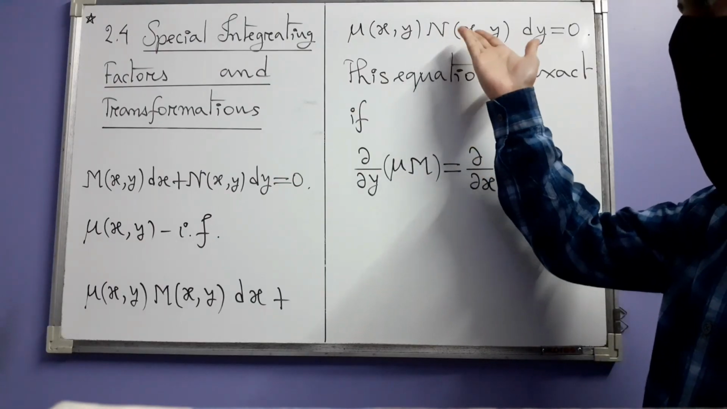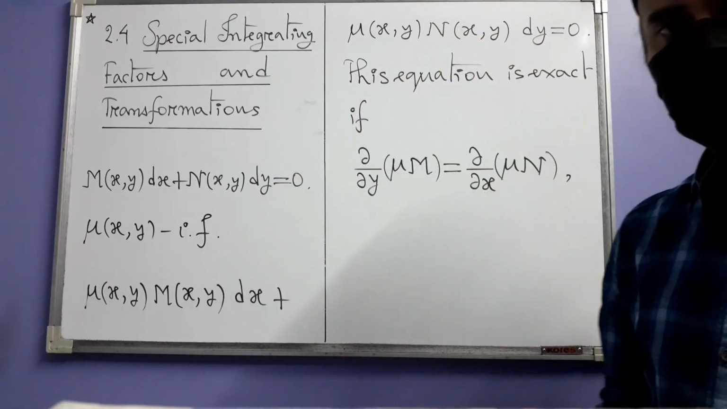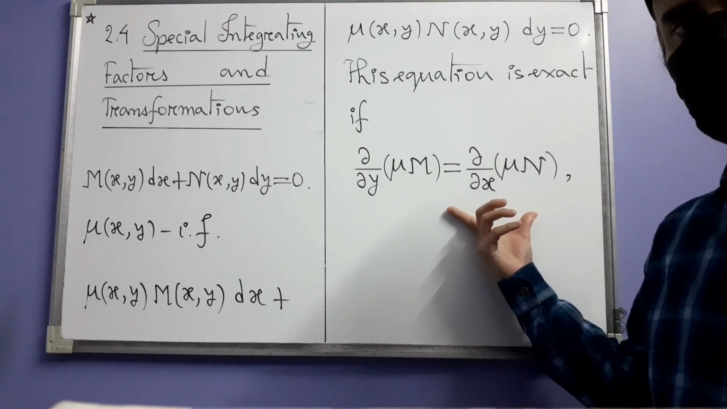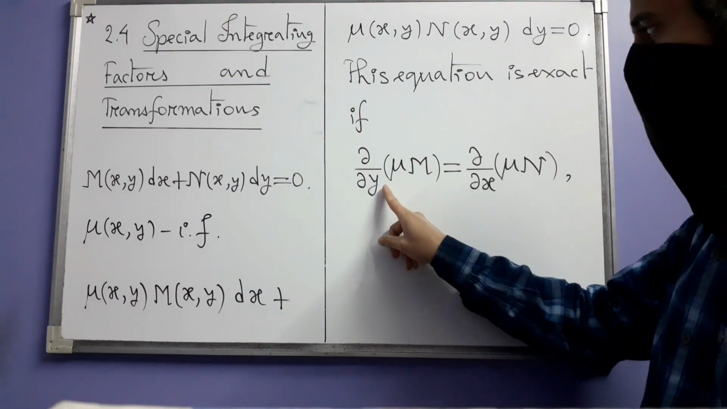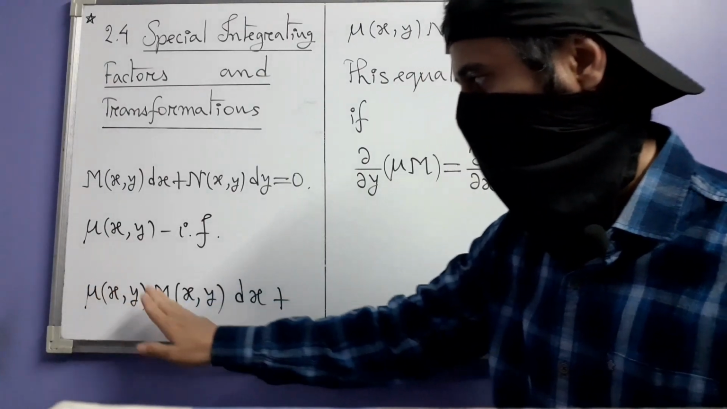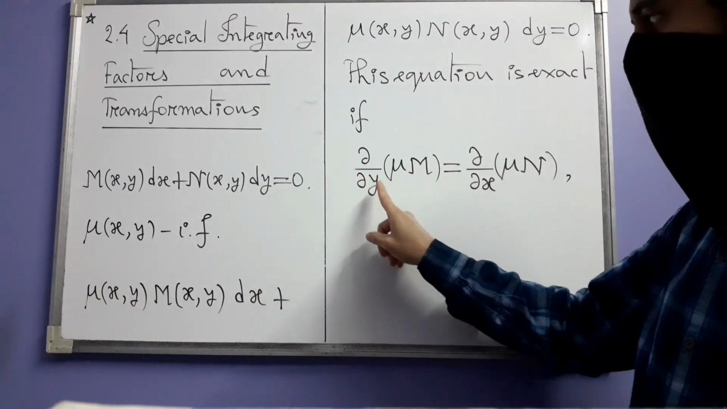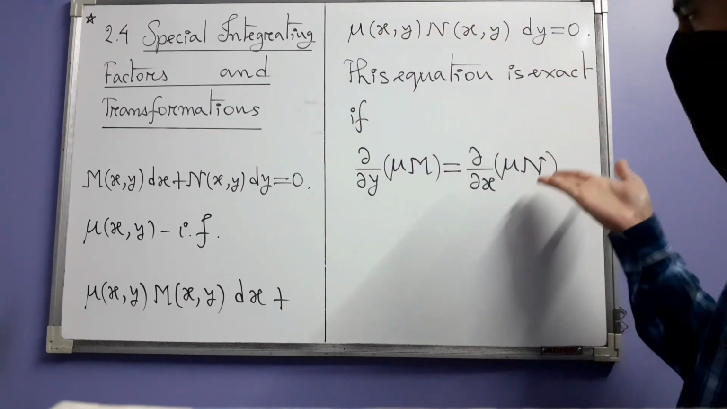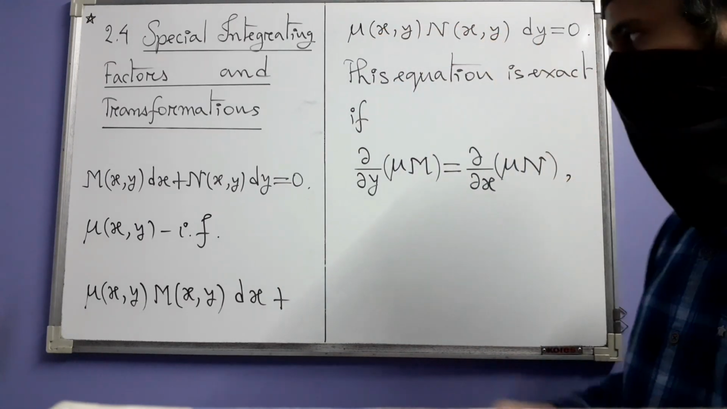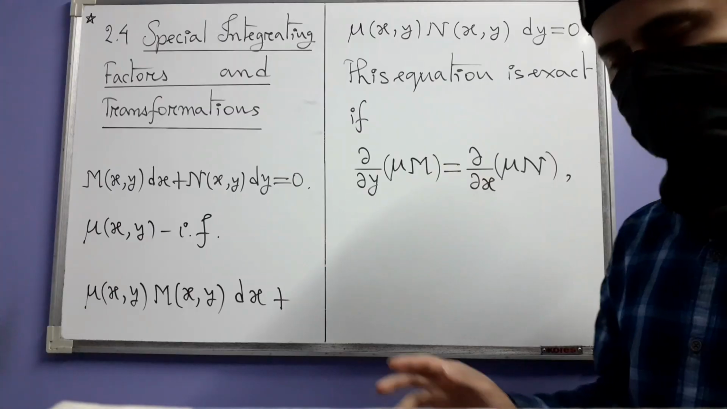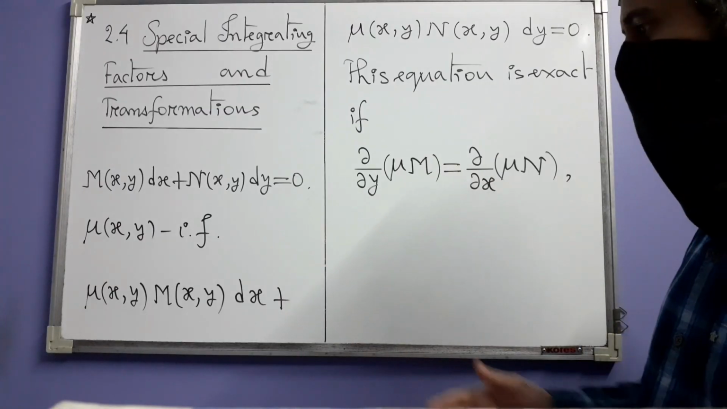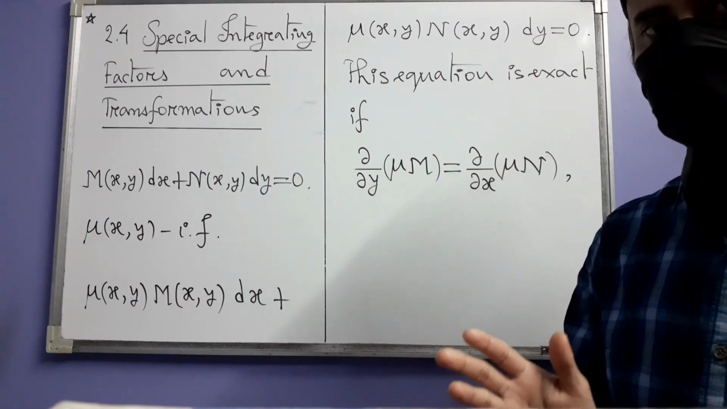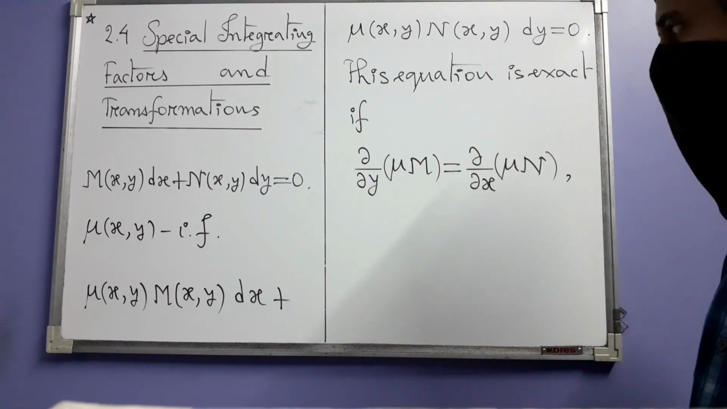And that criterion is this. This equation above is exact if the following condition is satisfied: the partial derivative of mu times M with respect to y equals the partial derivative of mu times N with respect to x. I did not again write x comma y to save space. I mean, you already understand that mu, M and N are all of them functions of both x and y.